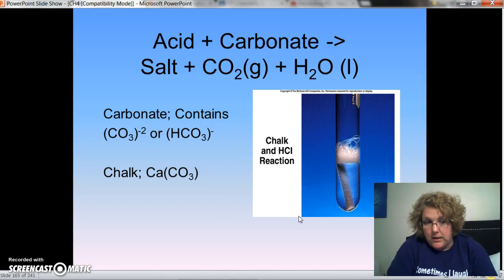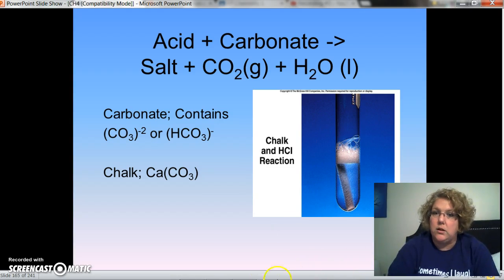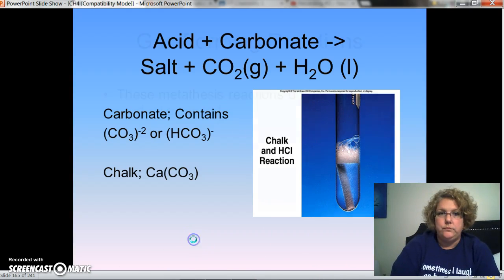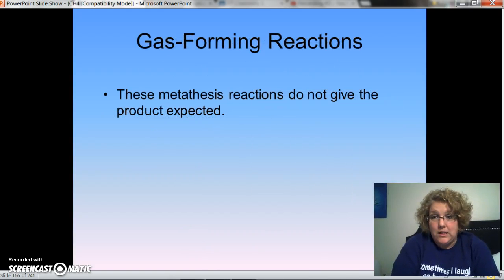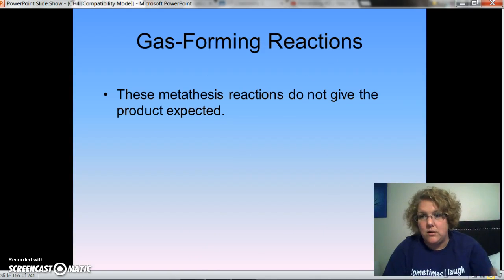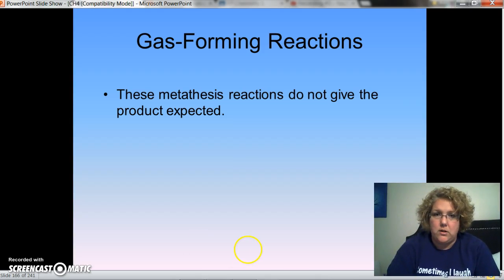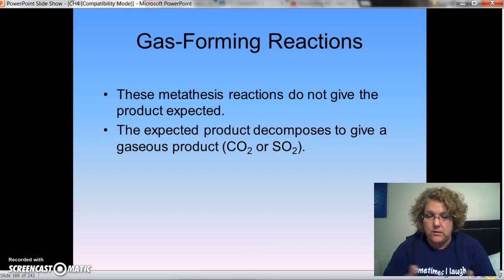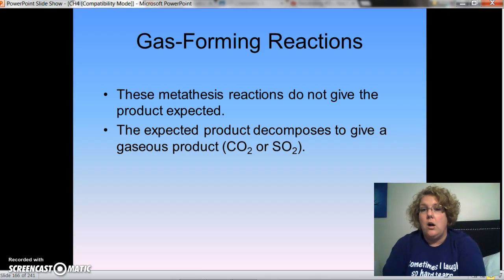All right, another type that can happen is your base can be a carbonate, like baking soda or chalk, sodium carbonate, calcium carbonate. So if you put an acid on a carbonate, you're still going to get salt and water, but you get a little something extra, you get CO2 bubbles. And that's what's happening here. All right, so these are considered gas-forming reactions. They're still metathesis or double replacement. Just the products aren't as you would expect. You don't just get salt and water. You also get the carbonate gas. Now, it can also occur with the sulfite, so you can get SO2 instead of CO2.